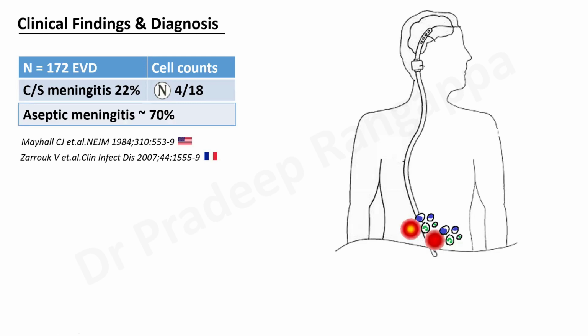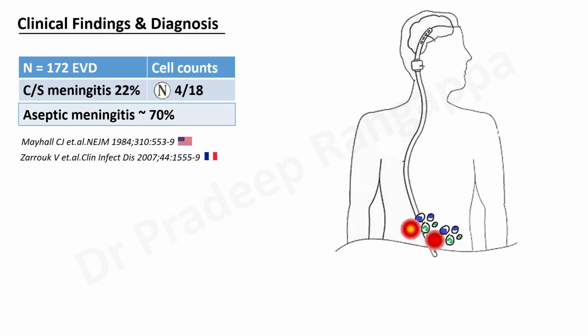And this was another study from France, where they showed many times they may have culture-negative results, and it will be due to aseptic meningitis. Aseptic meningitis is where the blood RBCs lyse and they cause irritation in the meninges, which leads to ventriculitis, where there is no infection, but there are inflammatory cells. So this will not necessarily need antibiotics to treat.